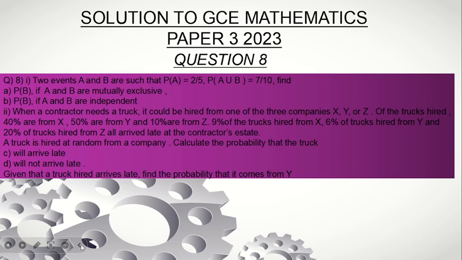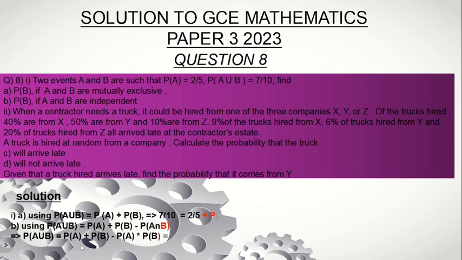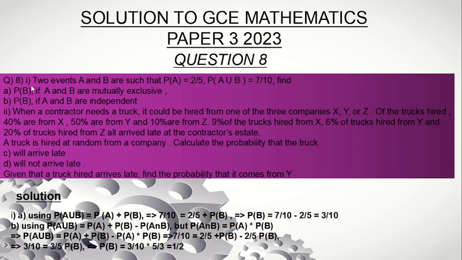With that, let us go directly to the first part of the solution. For part A, we need the probability of B if A and B are mutually exclusive. So we are just going to use this formula: the probability of A union B equals the probability of A plus the probability of B. Here you replace the values of the probability of A union B and the probability of A, and you make the probability of B the subject, and you get the probability of B to be equal to 3 on 10.